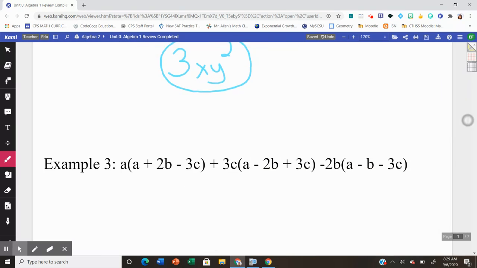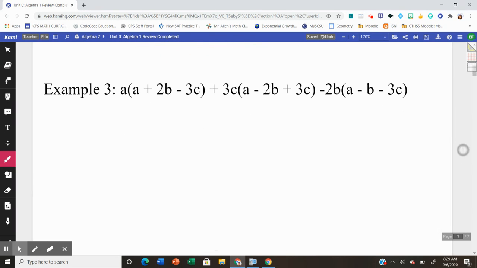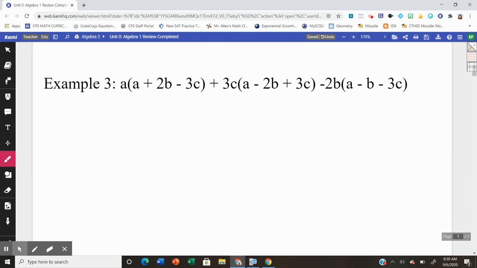All right, next problem down. This one's kind of big, so if you want to pause the video right here, see what you can do to try to simplify it, and then we can come back together whenever you're ready. Go ahead, hit play, and we can go through it together.